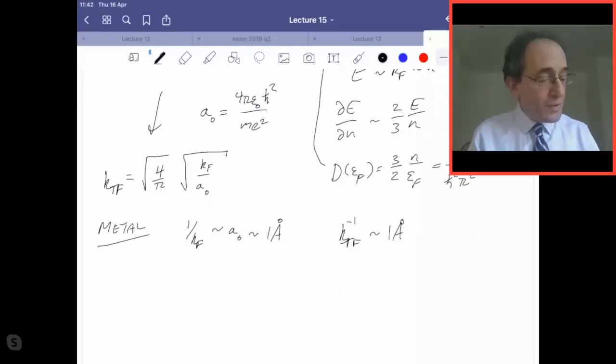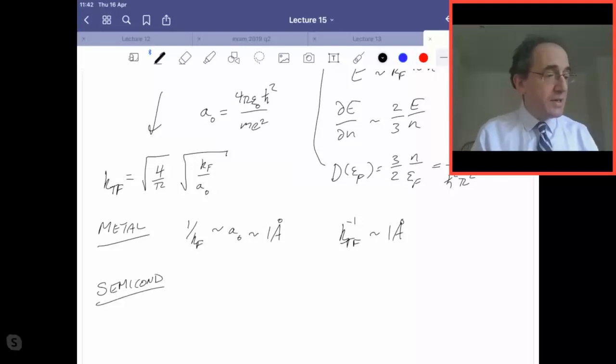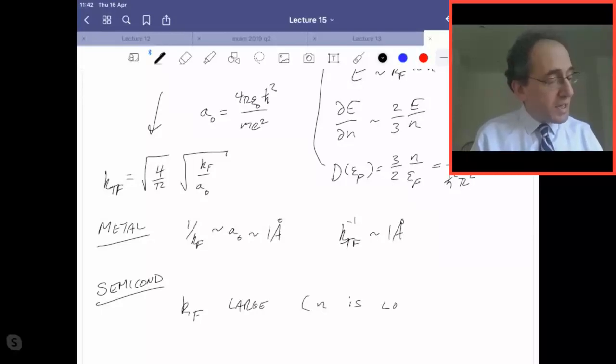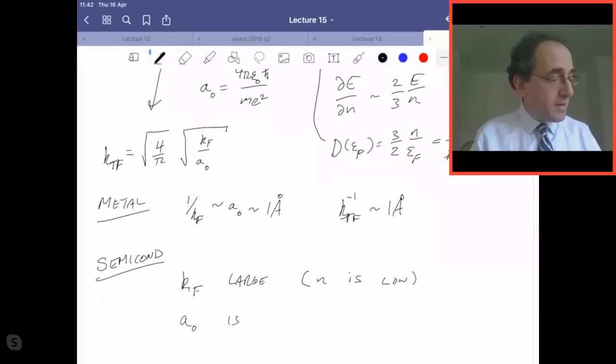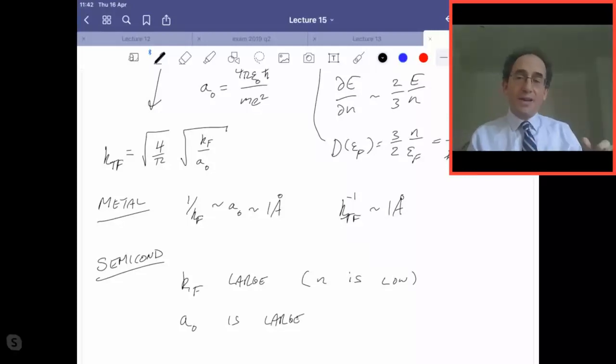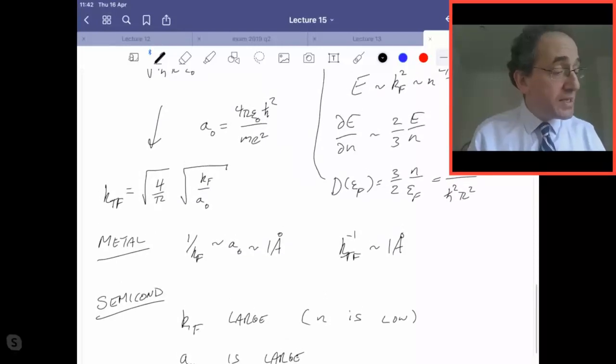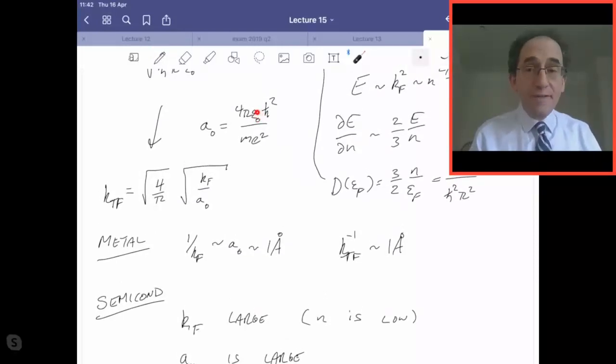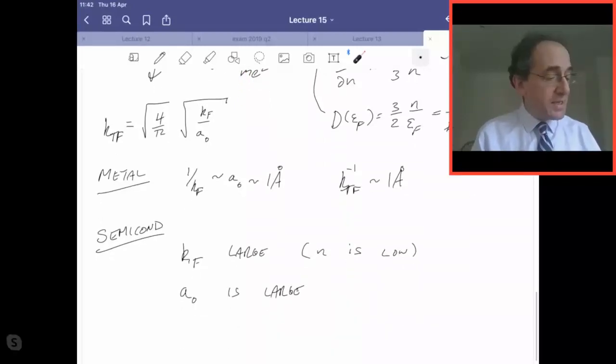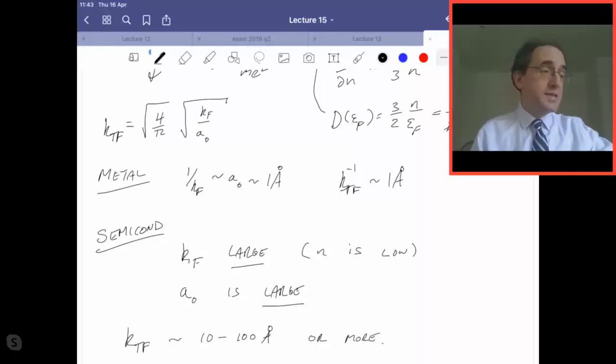However, if you go to a semiconductor, k_F can be small, because the density is low, and also a_0 is large as well. The Bohr radius of an atom in a semiconductor is large because of the large effective dielectric constant, and also semiconductors often have small effective masses. So when you take those two together, you can have both a_0 large, and k_Thomas-Fermi can be 10 to 100 angstroms or even more. So the screening length can get very large in a semiconductor, but in a metal, it's very short.